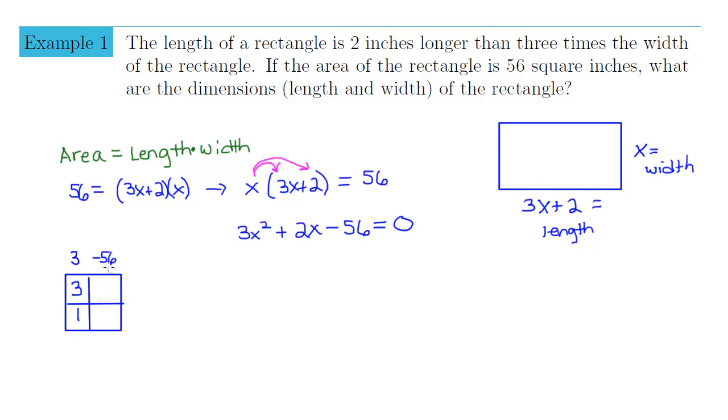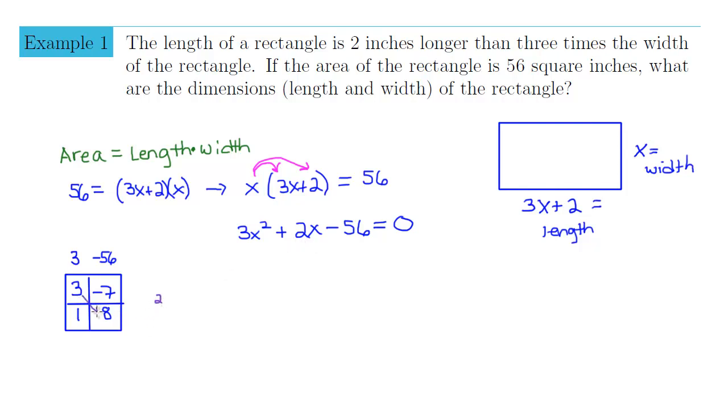So let's just find any two numbers. How about if I do negative 7 times 8, right? Those two numbers multiply to negative 56. But the key to making the box method work correctly is that when I cross multiply and add those two values up, I get the middle coefficient 2. So what I'm looking for is a positive 2.